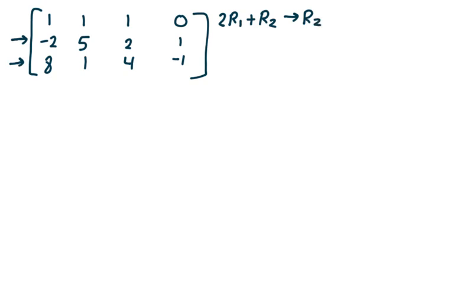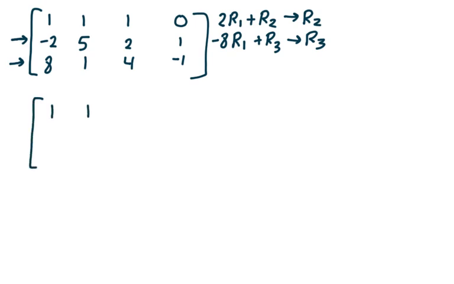Then I'm going to take negative 8 row 1, right? Because I want to use row 1 to turn that 8 basically into a 0. I'm going to add it to row 3, and I'm going to put the result back into row 3. So what does that look like?